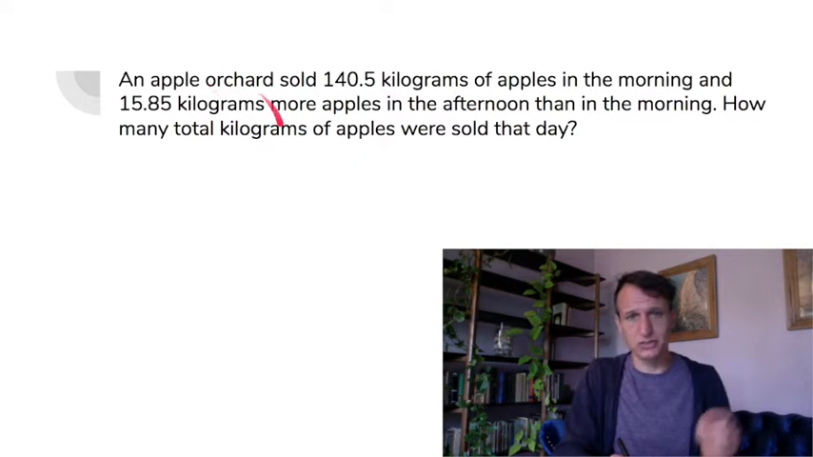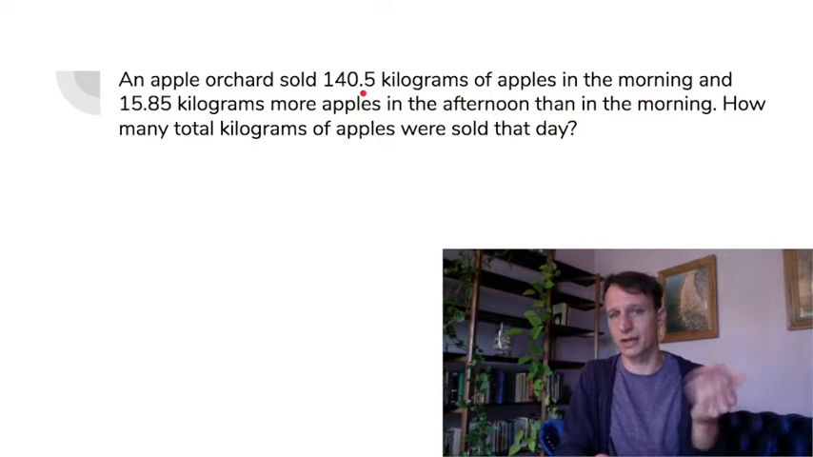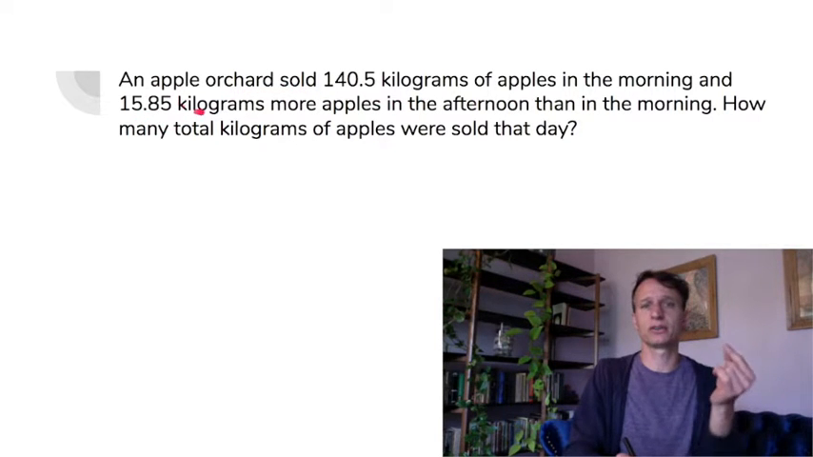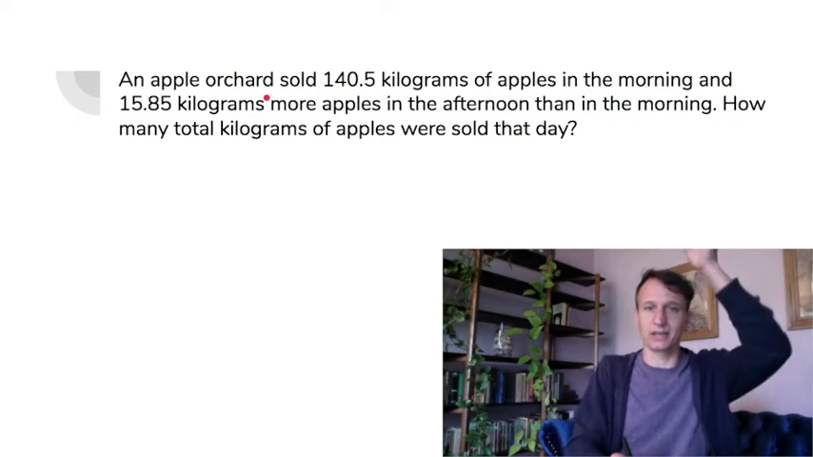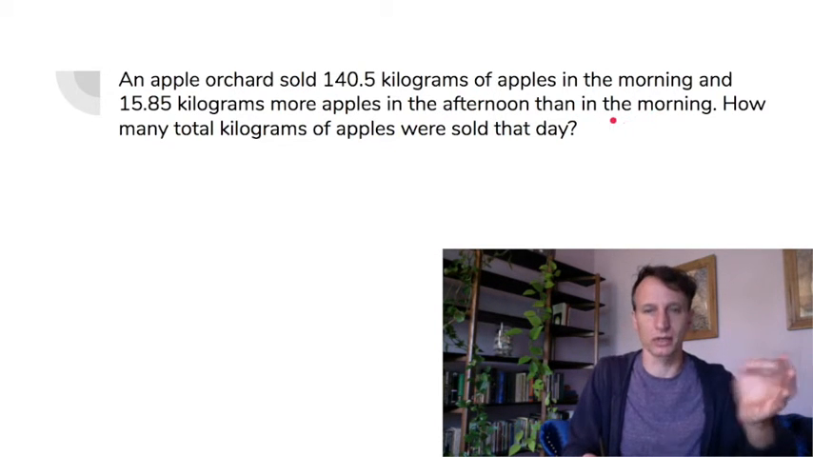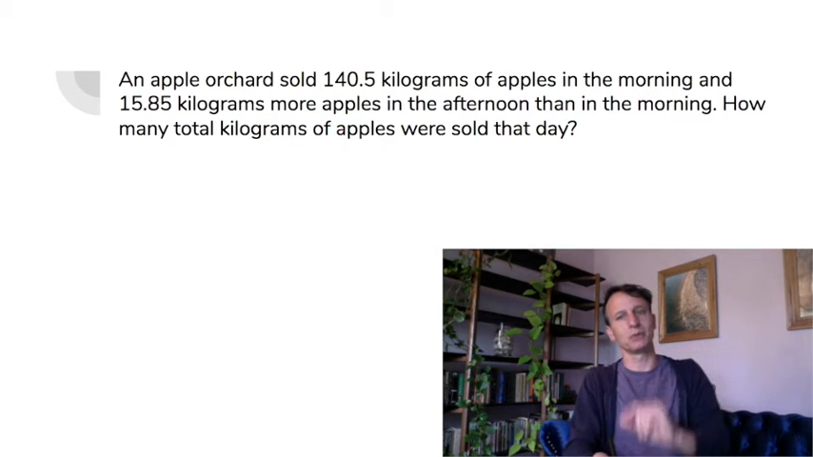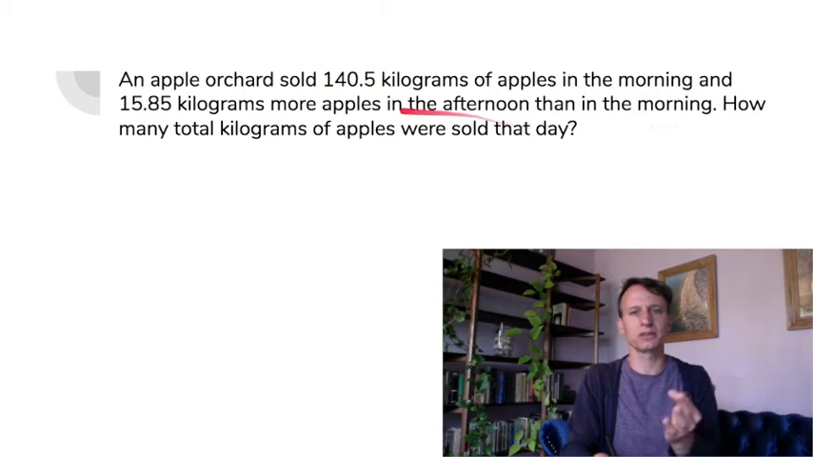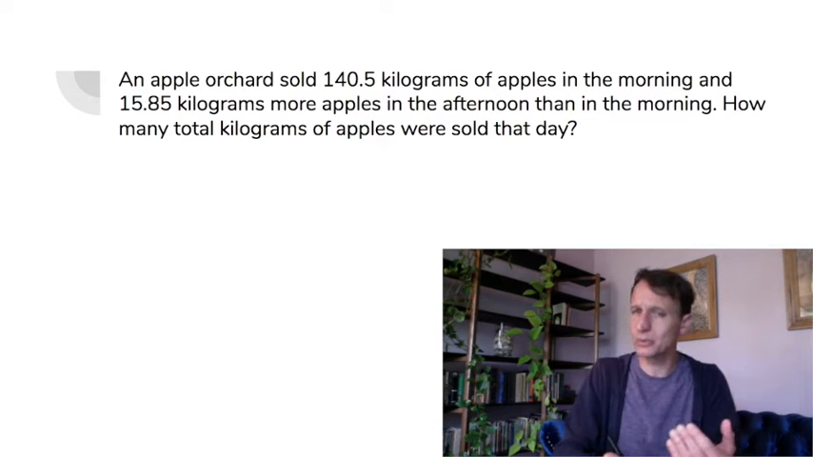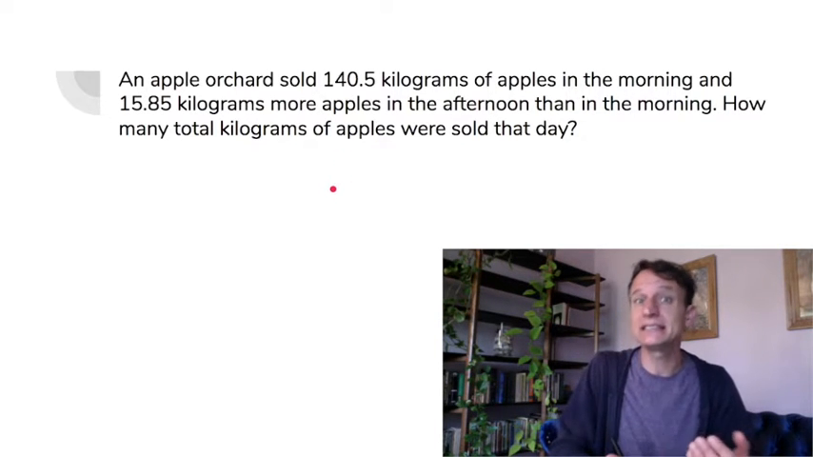An apple orchard sold 140 5/10 kilograms of apples in the morning and 15 85/100 kilograms more, keyword there, apples in the afternoon than in the morning. So that much more. That's not the total they sold in the afternoon, that much more in the afternoon than in the morning. The wording's important here. How many total kilograms of apple were sold that day? So again, we are putting two things together. How do we have a comparison here? Yes, to say this is more than that is comparing, yes.